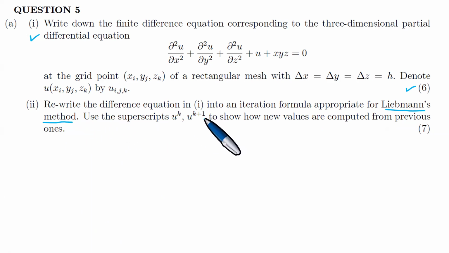So rewrite the difference equation in the first Roman figure. We wrote the difference equation in the first Roman figure, but need to write it again into an iteration formula appropriate for Liebmann's method. Use these superscripts, k and k+1, to show how new values are computed from previous ones. So this is what we do here in relation to this method. We have seen how we wrote the difference equation, but we are going to answer this question, with the required superscripts.